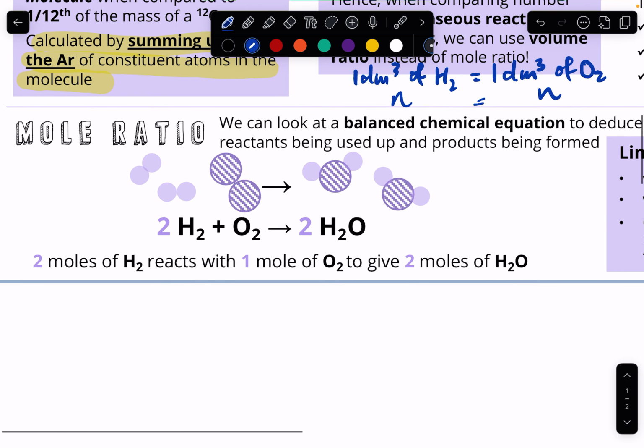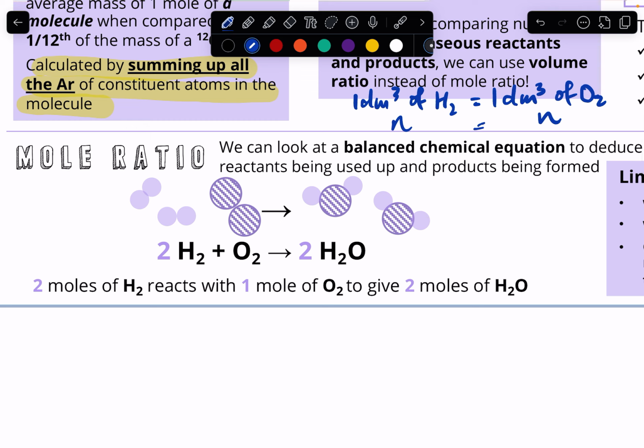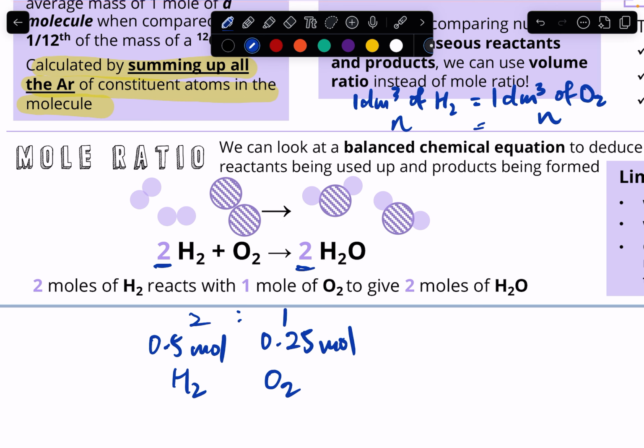If you look at this equation, we see that to balance the number of atoms on each side, I need to add a 2 in front of hydrogen and 2 in front of water. So 2 moles of H2 will react with 1 mole of O2 to give 2 moles of H2O. With that being said, if I only have 0.5 mole of H2 gas, how many moles of O2 would I be reacting with? Because they have a 2:1 ratio, if I only have 0.5 mole of H2 gas, I will only use up 0.25 mole of O2 gas. So they are always existing in a 2:1 ratio.